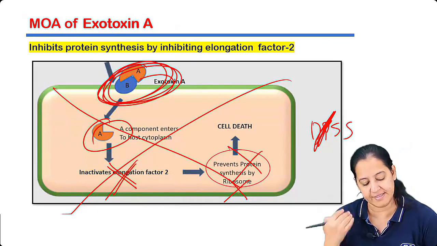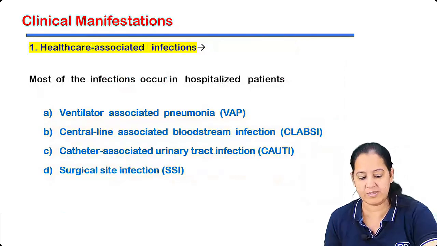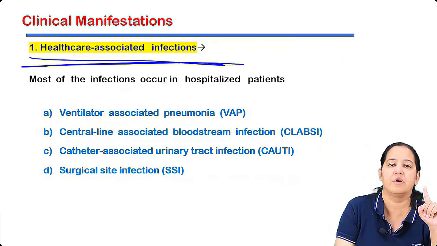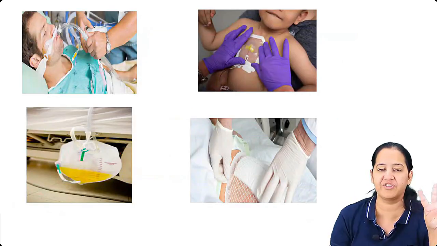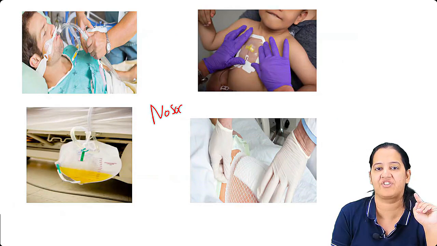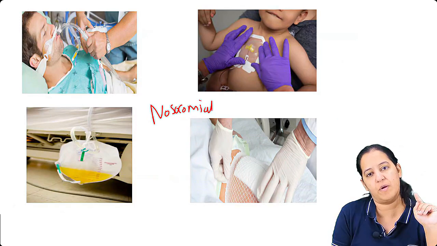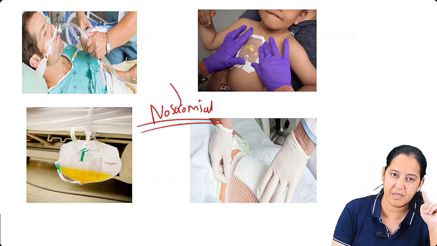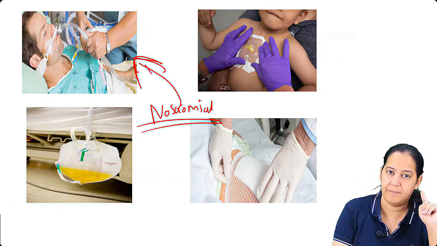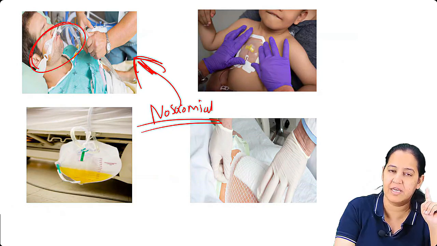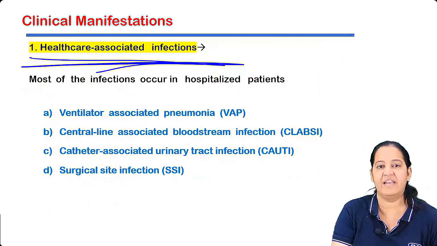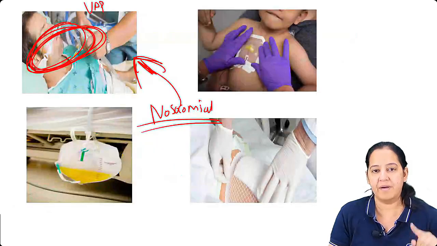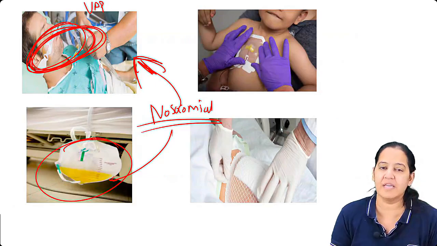So tell me the diseases it causing. Most common it is causing hospital acquired infection. Hospital acquired में क्या क्या होगा? Hospital admit होने में क्या क्या infection होते हैं? 4 infections are most common nosocomial infection. Number 1, the person who is on ventilator, it is causing pneumonia in them. Ventilator associated pneumonia. है ना? The person who is having catheter, it is causing UTI in them.